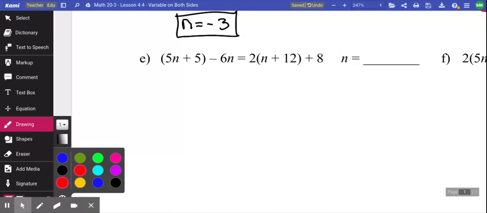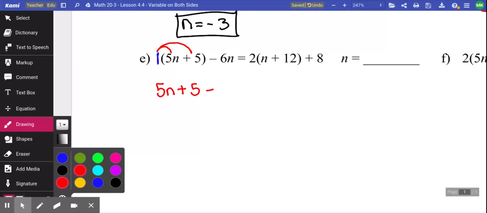Okay, we got a couple left. So E, we look at those brackets. We want to get rid of those brackets. The way you get rid of the brackets is by multiplying whatever's in front of the brackets into the brackets. If you look, there's nothing in front of the bracket here. So if there's nothing there, it's an invisible 1. When you multiply that 1 into the brackets, nothing changes. So it'll still be 5n plus 5. Okay, so there's an invisible 1 in front of those brackets, and you multiply it in.